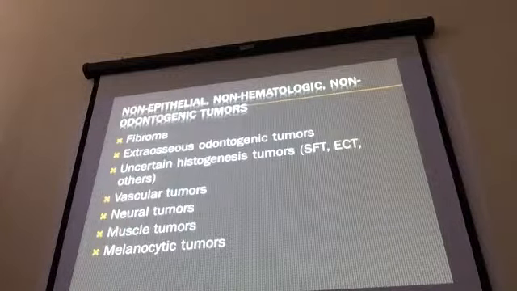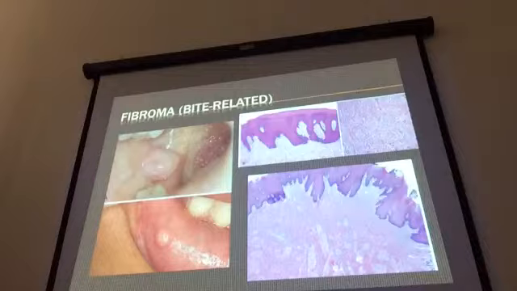So we'll talk now about some of the other neoplasms. I'm not going to talk too much today about the odontogenic or epithelial neoplasms, although we will touch on one or two odontogenic related tumors. As far as fibromas go, these are very common.